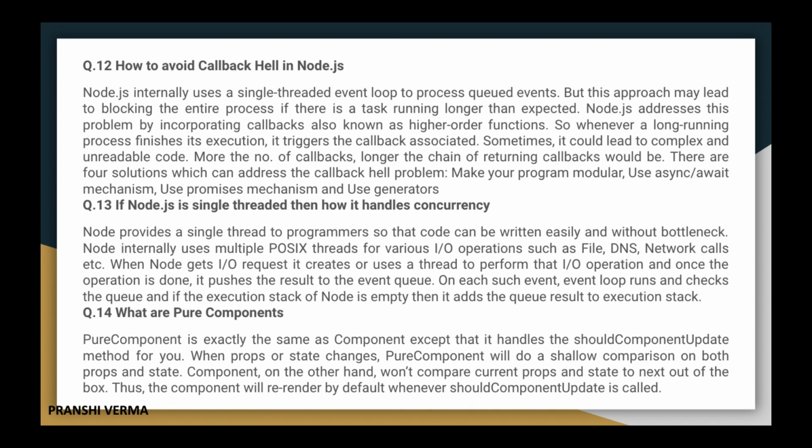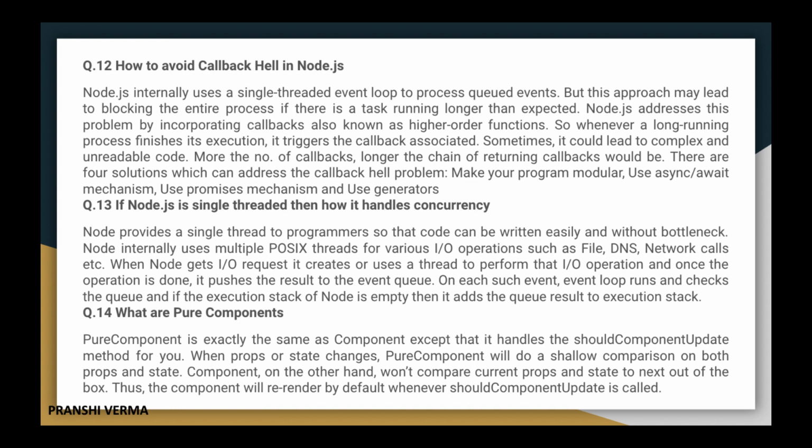Use error handling middleware. Middleware can help you handle errors in a more structured way. Middleware can be used to catch errors and provide a consistent way to handle them across your application. By using these techniques, you can avoid callback hell and write asynchronous code that is easier to read, maintain, and debug.